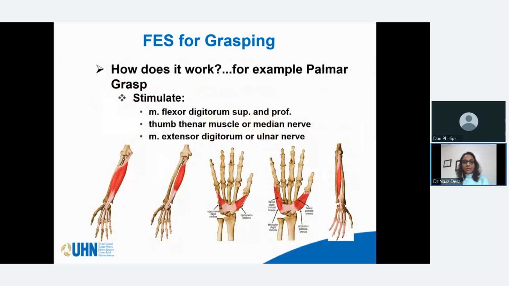So how does it work? So for example, we are trying to train a palmar grasp. So what would we do? We'd have to stimulate the flexor digitorum superficialis and profundus to produce the hand closing movement. And along with that, we'd stimulate the thenar muscles to get the thumb into the opposition position. And that completes basically the grasping part of the task. And then we would stimulate the extensor digitorum as the release part.